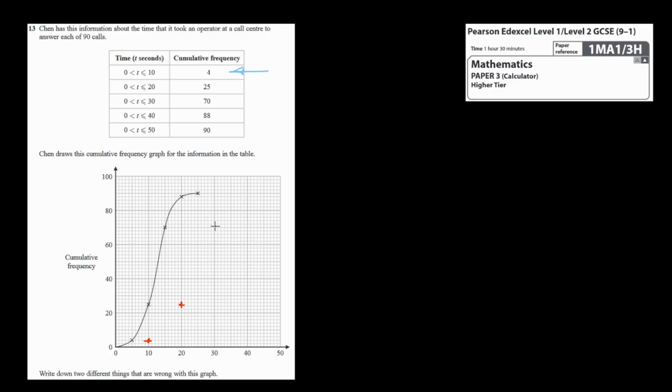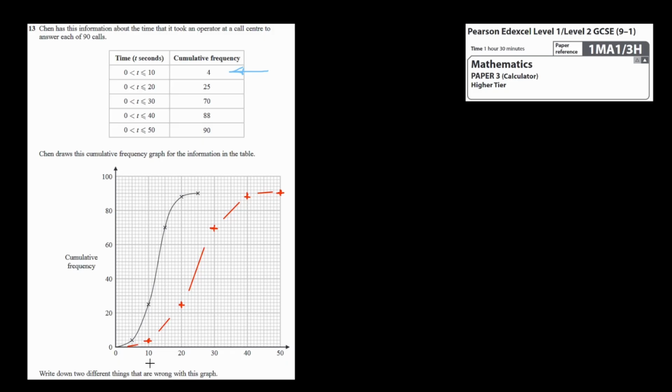And the 30 point should be the 70 mark, which is here. The 40 should be the 88 mark, which is here. And finally, the 50 ought to have that mark of 90. So the plot should look much more like that.